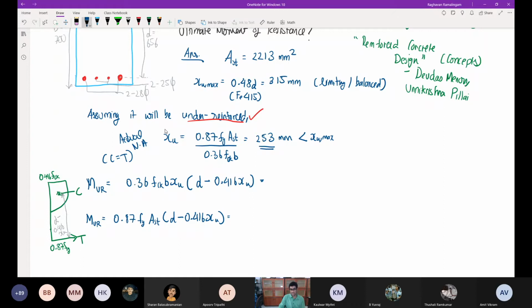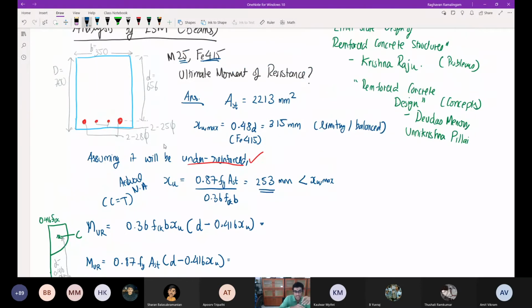This is just a representation of how these two formulas come, just to remind you. I have written this to show how these formulas come. How much do you get for MUR? If fck is 25, B is 350, XU is 253, d is 656.